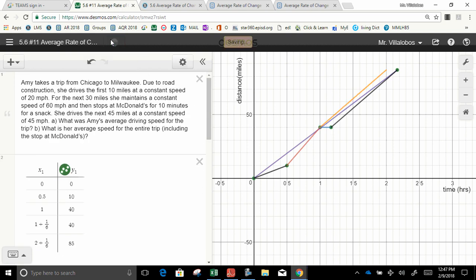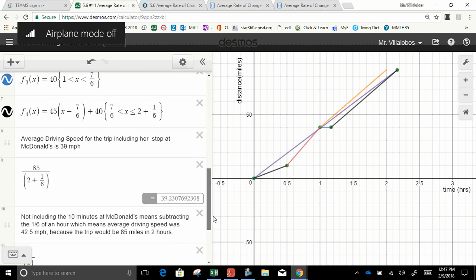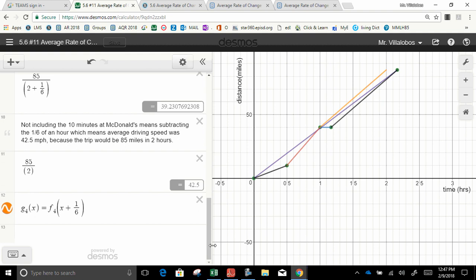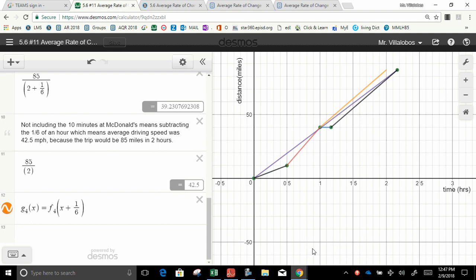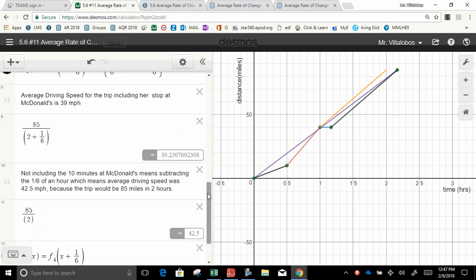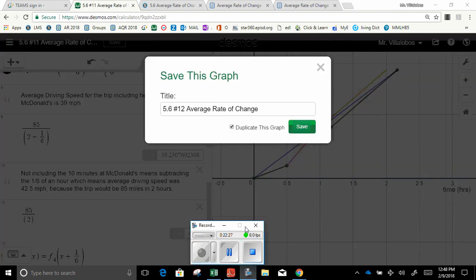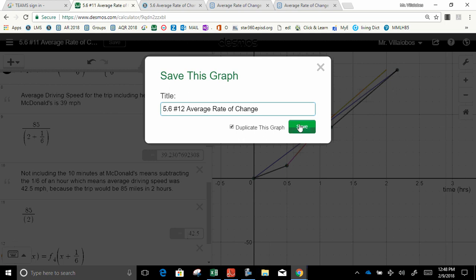So let's save it, screenshot it, or use the other one. Answer your questions. Okay. Airplane mode on. Didn't mean to do that. I meant to do print screen, so print screen that. Or this one. This one's better. Okay, let's pause. Okay, so saving number 12.